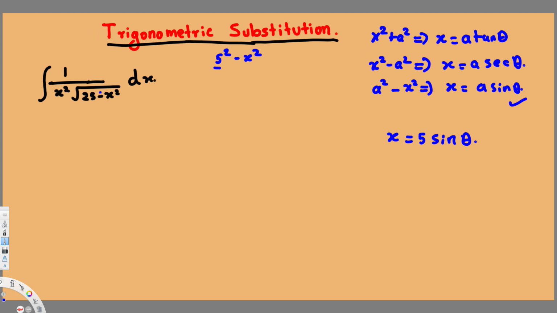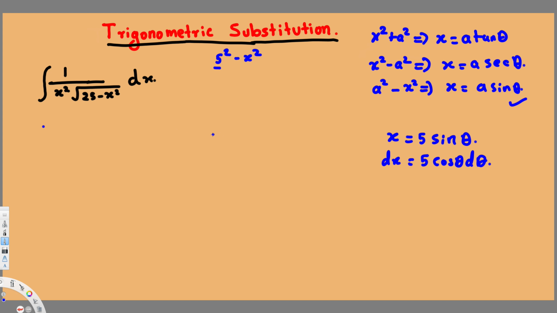Now we can substitute this value for all the x values, but we have to do something about dx, right? To substitute a value for dx, we have to take the derivative of this one. dx is going to be equal to 5 times the derivative of sine, which is cos theta. So this is going to be 5 cos theta d theta. Now we can do the substitution.